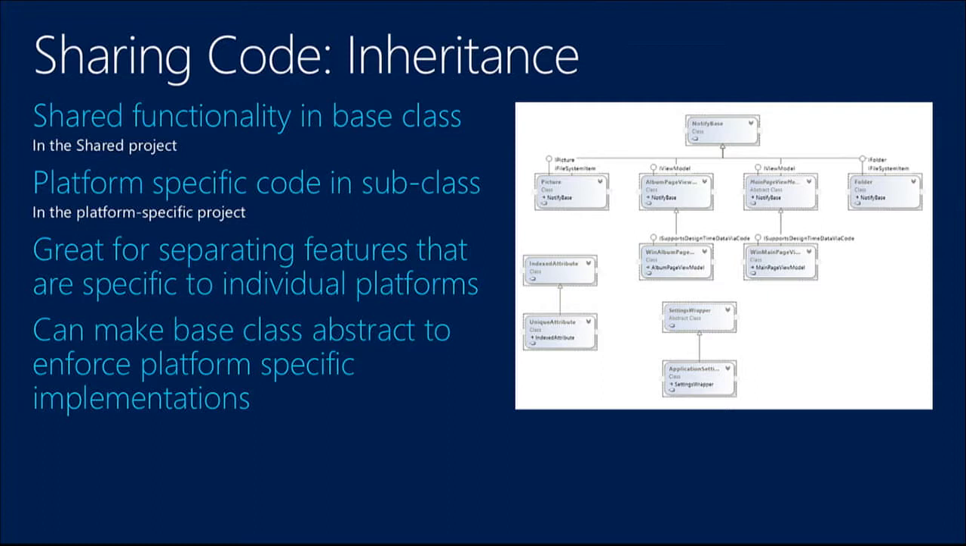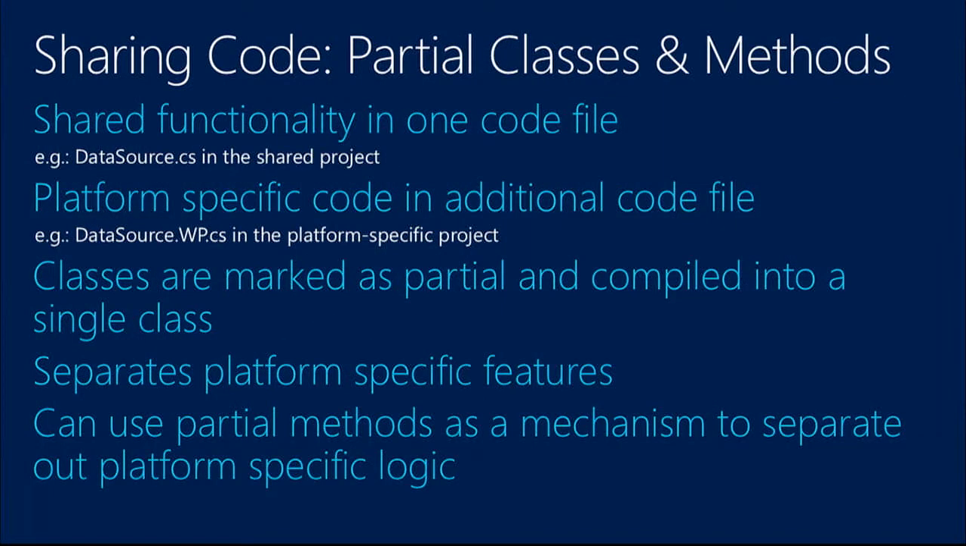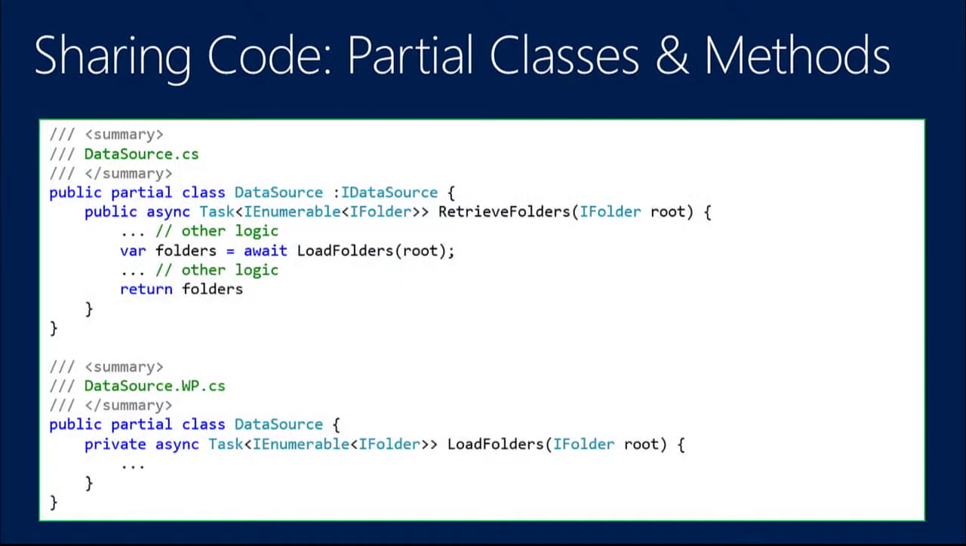Class inheritance is another way to do this, if you want a base class in the shared library and then inherited subclasses that are platform specific. Another thing you can do is partial classes, or methods, which I talked about. That's a very easy way to take code-behind and just drop it in the shared project. There's an example of what that would look like.